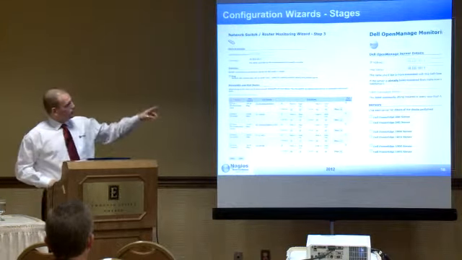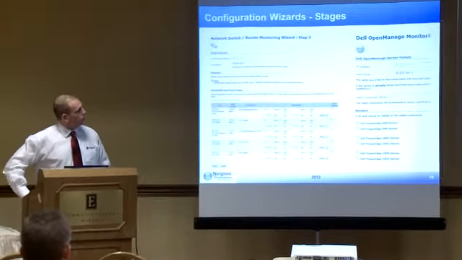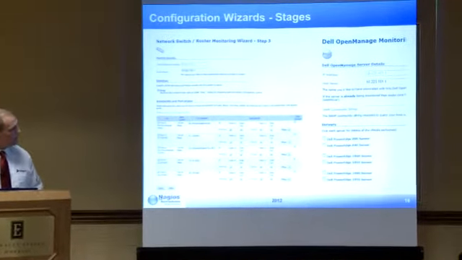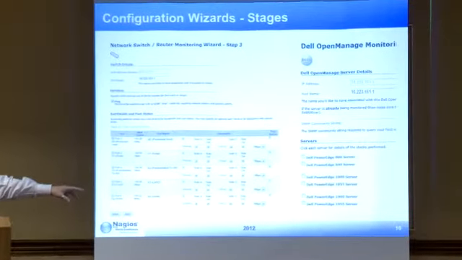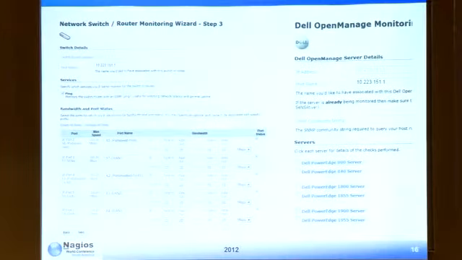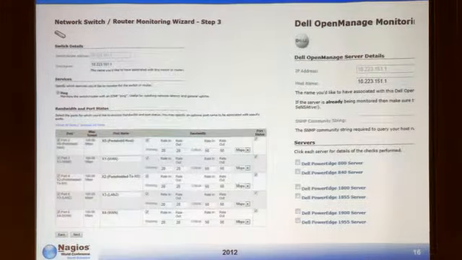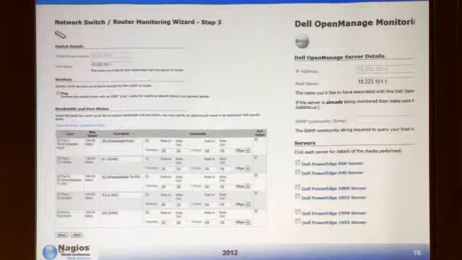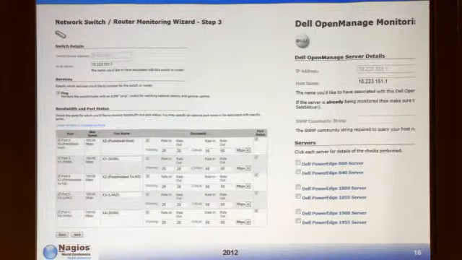The picture on the left is the network switch router monitoring wizard I was talking about. You can see this is this lovely table I was talking about where it goes and talks to the switch, gets the information about all the devices and presents them so you can just tick boxes and go on your merry way. The Dell OpenManage wizard on the right is just a simple tick box. Which server model do you have? Away you go. You have to provide the SNMP community string as well. It's a very simple one, that one.